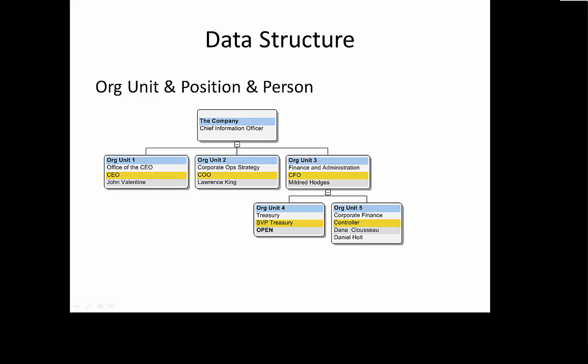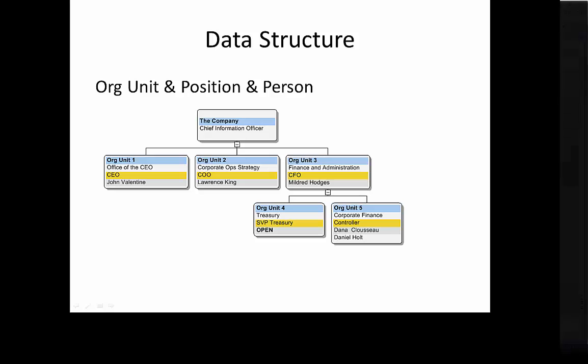And as you can see, each one of these boxes is showing the name of a person, with the exception of the two on the lower right side. The first one, in org unit 4, shows that the SVP of Treasury is an open position, and to the right we see that there is a position of controller with two employees in it. So you can see SAP has the ability to handle various numbers of individuals within a position.